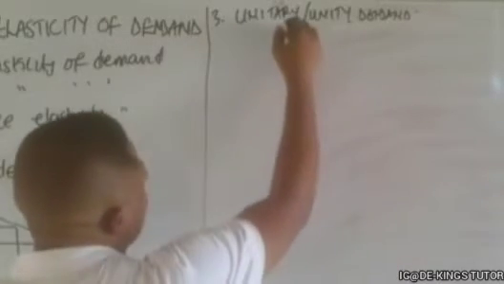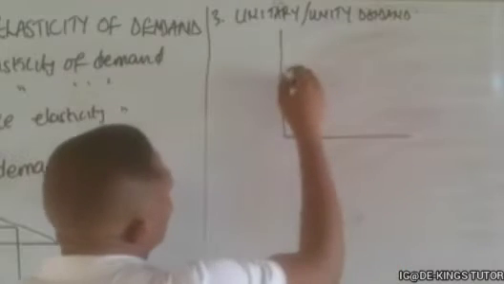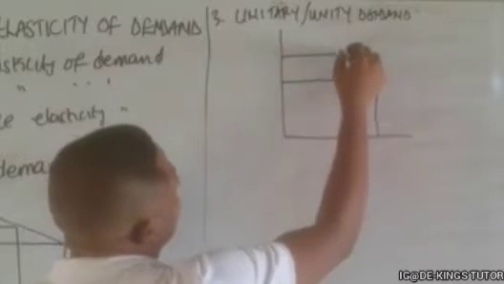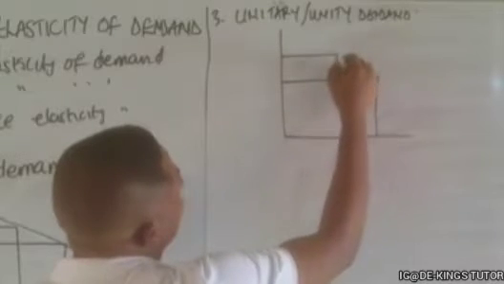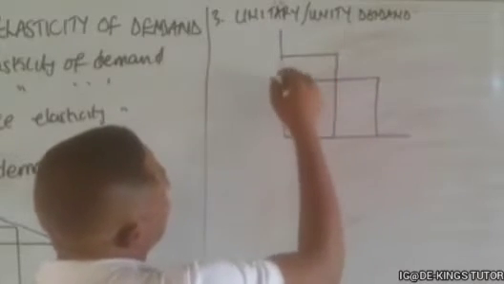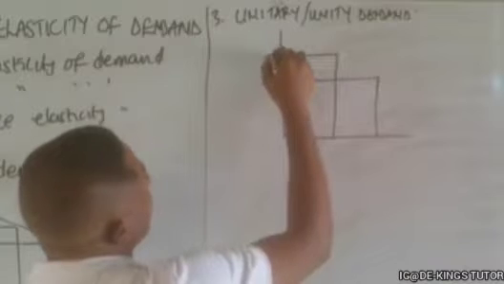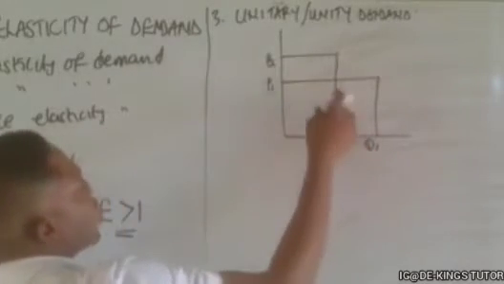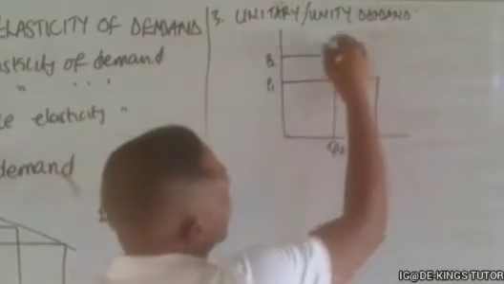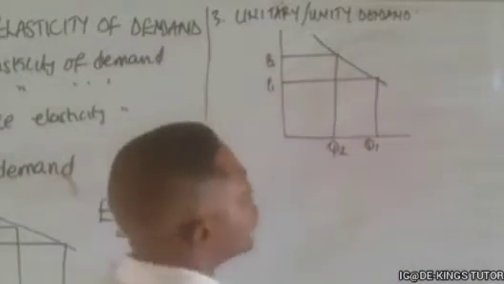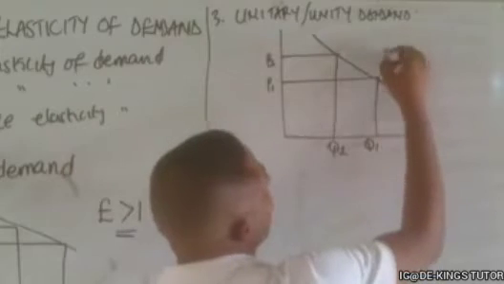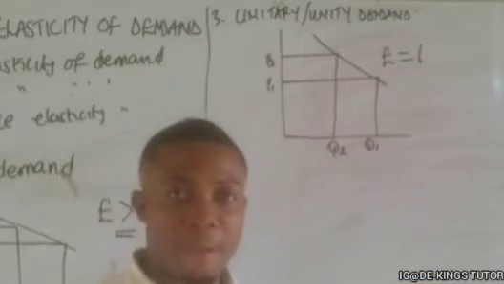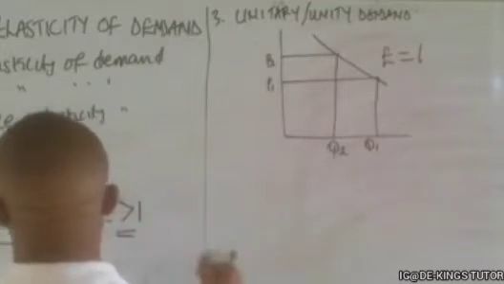So we can represent it in a graph like this. If this is P1, this is P2, this is Q1, and this is Q2, it means an equal change in price leads to an equal change in quantity demanded. So when elasticity is equal to 1, we say it is unitary or unity. Okay? So we also have another one.